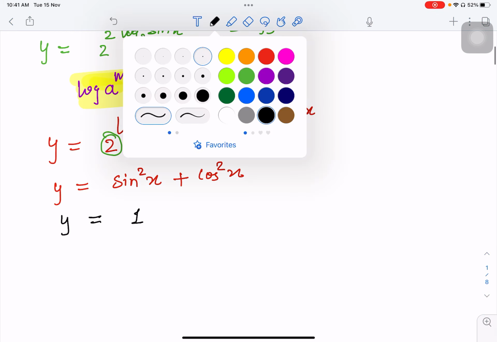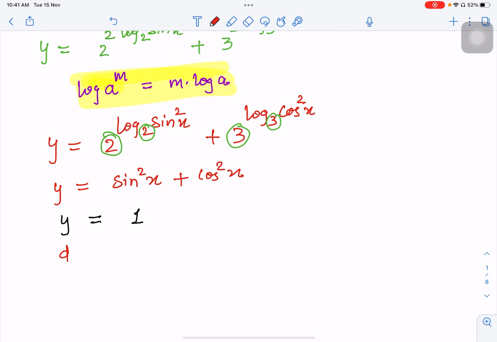Now they have asked us to find the derivative of it. So what will be dy by dx finally? Derivative of a constant we all know is what? 0. Final answer is nothing but 0.